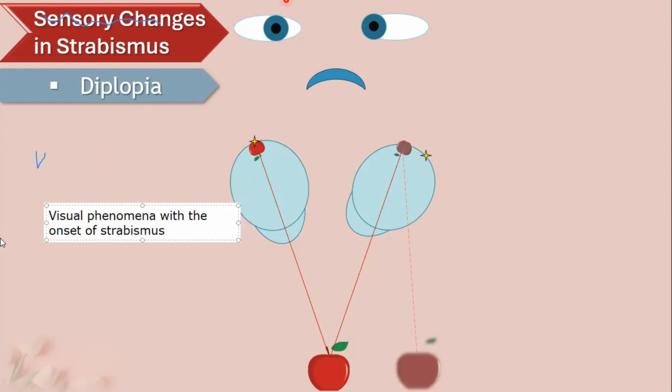Okay, because diplopia is something seen, something perceived by the patient, and of course something visual, so it's a visual phenomena. But you know, phenomena is a plural, not phenomenon. So there must be another phenomena that I'm going to show you in the next slide. But at that point, sensory change is an accurate title. You can say visual phenomena, or we can say visual perception.